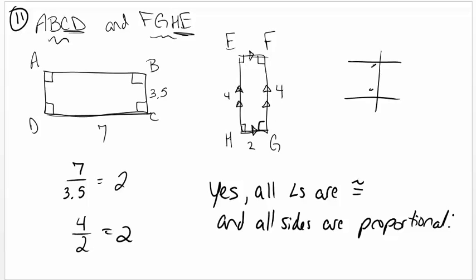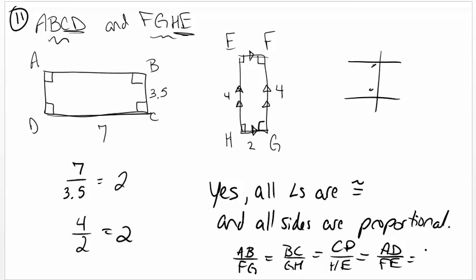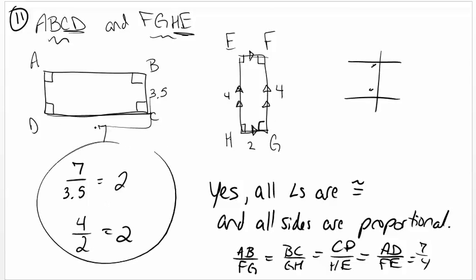You could also say something like AB over FG. You could write out that statement of proportionality equals BC over GH equals CD over HE, equals AD over FE, just using the ones that are corresponding, and they all reduce to 7 over 4 if you put those sides in that way. Or you could use the same sides of the rectangle like we did and end up with the 2. So yes, those are similar.